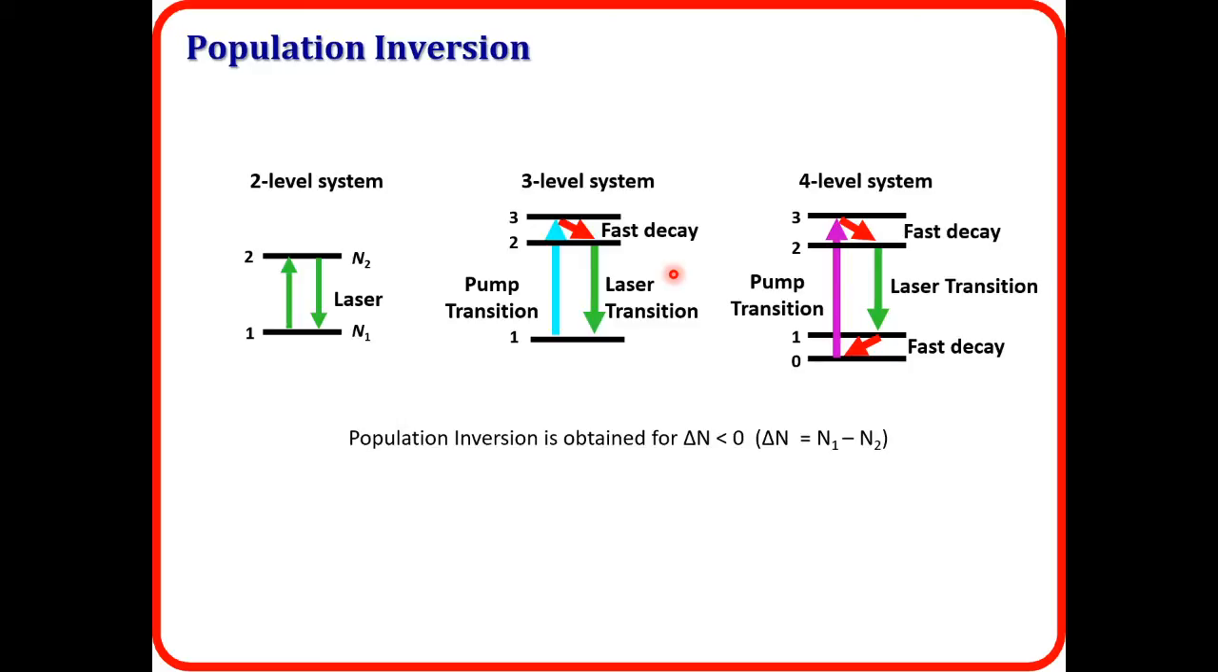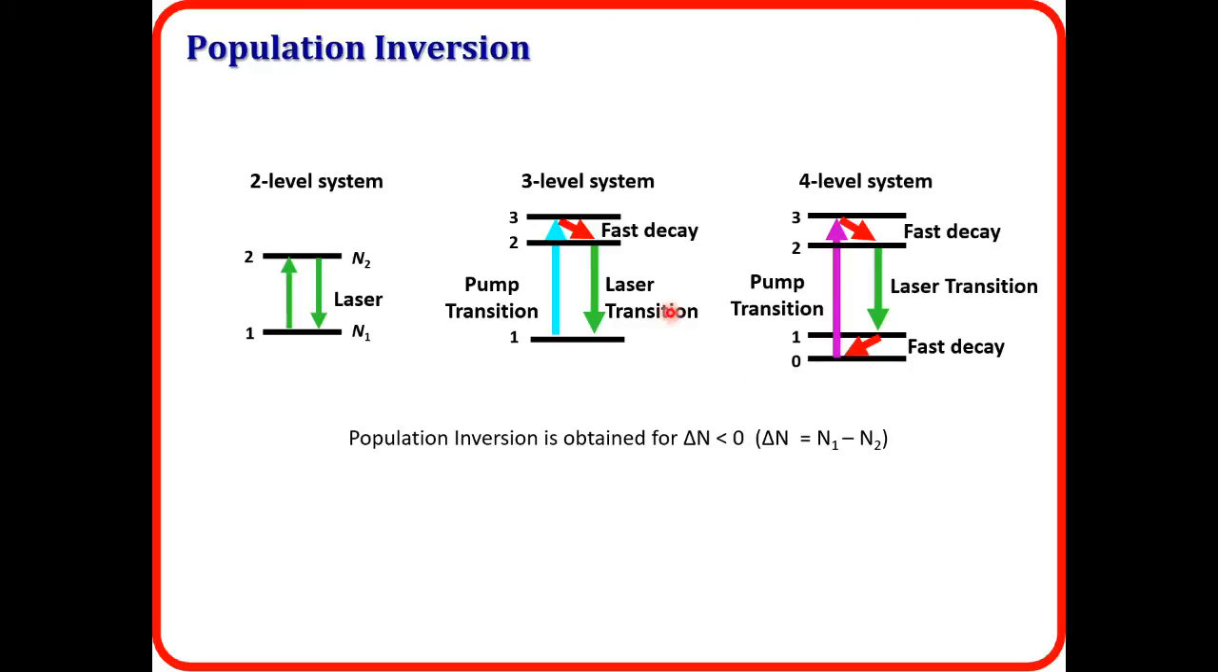Similarly for the four-level system, you get excitation from 0 to 3, and I am considering 3 to 2 as a fast decay, and then the laser transition as 2 to 1. So you will get a photon due to this, and then from 1 to 0 I am considering it a non-radiative decay. It may or may not be a photonic decay. So in the three- and four-level systems, we can get lasing out from the laser cavity.